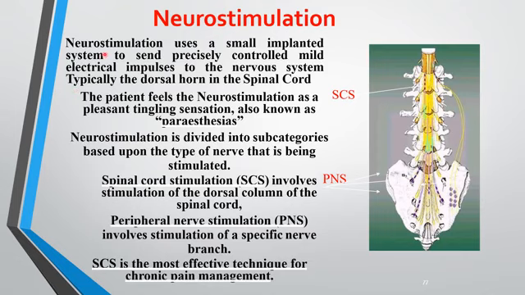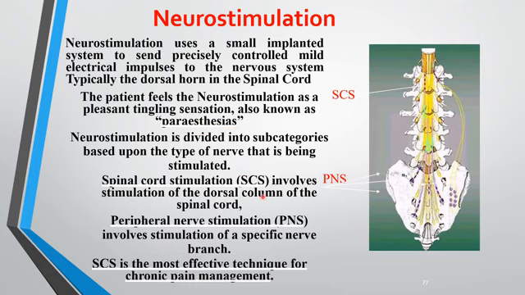So neurostimulation is another type of pain modulation which uses a small implanted system to send precisely controlled mild electrical impulses to the nervous system, typically the dorsal horn and spinal cord. The patient feels the neurostimulation as a pleasant tingling sensation known as paresthesias. So this is divided into subcategories based upon the type of nerve that is being stimulated. So the nerve stimulation is being sensed by the patient as a pleasant tingling sensation, otherwise called paresthesia, so that the actual pain sensation is being decreased.